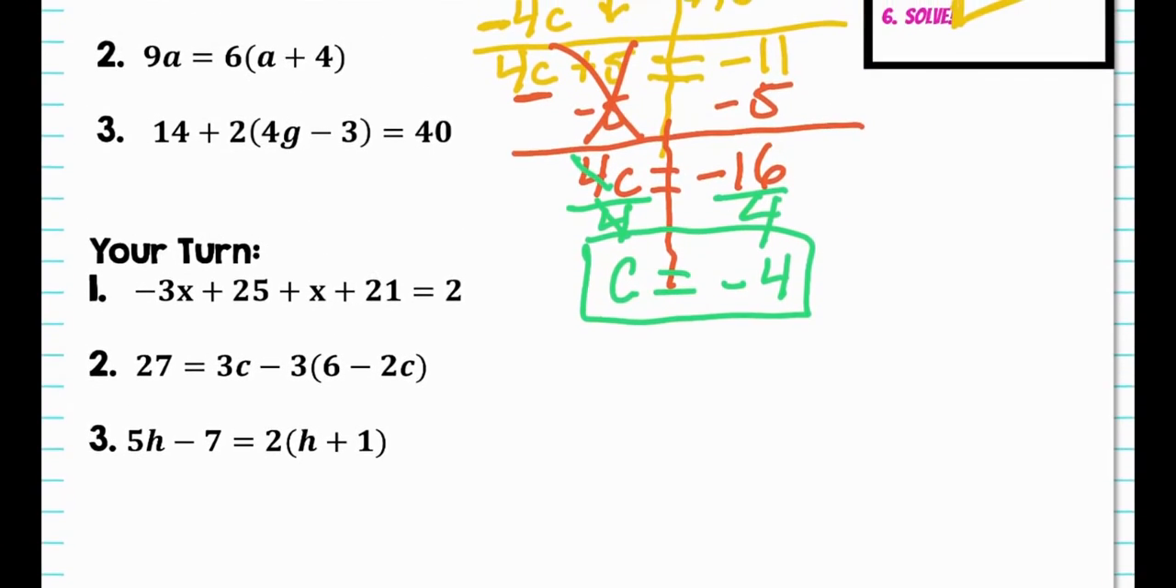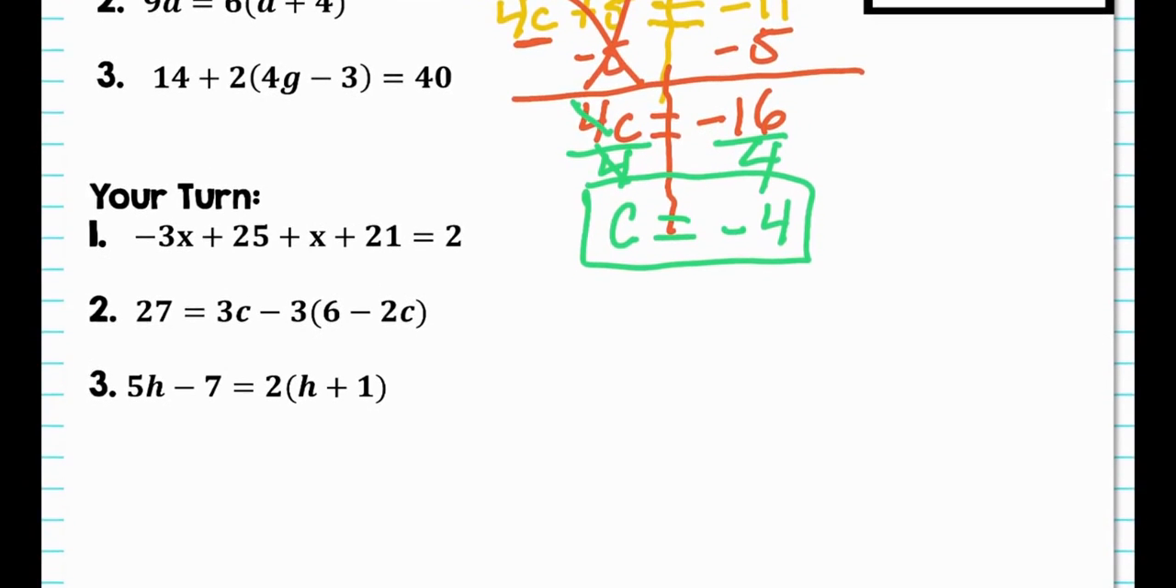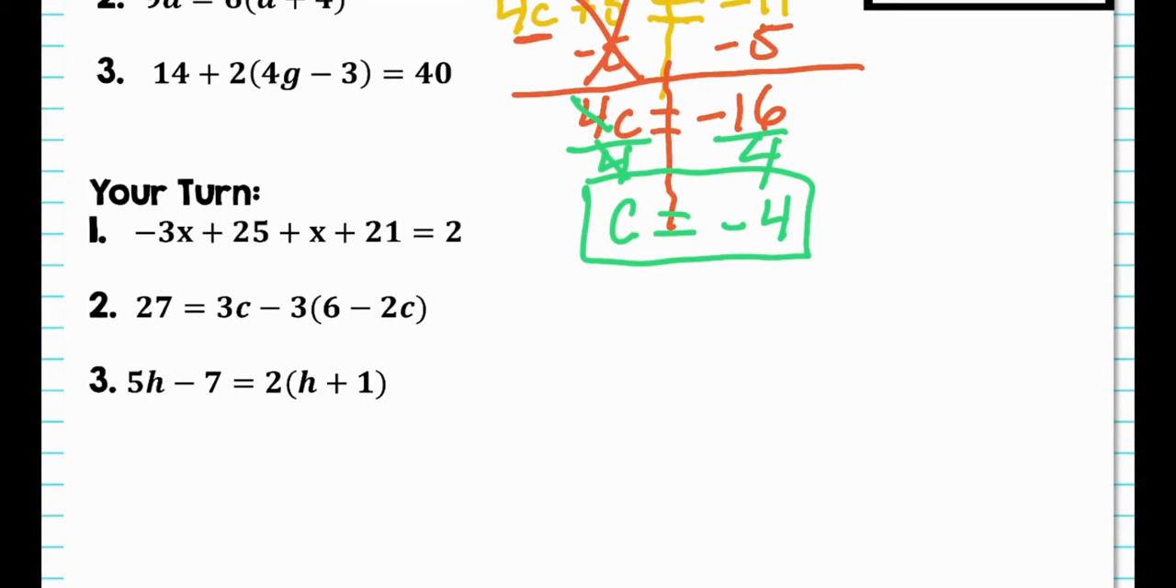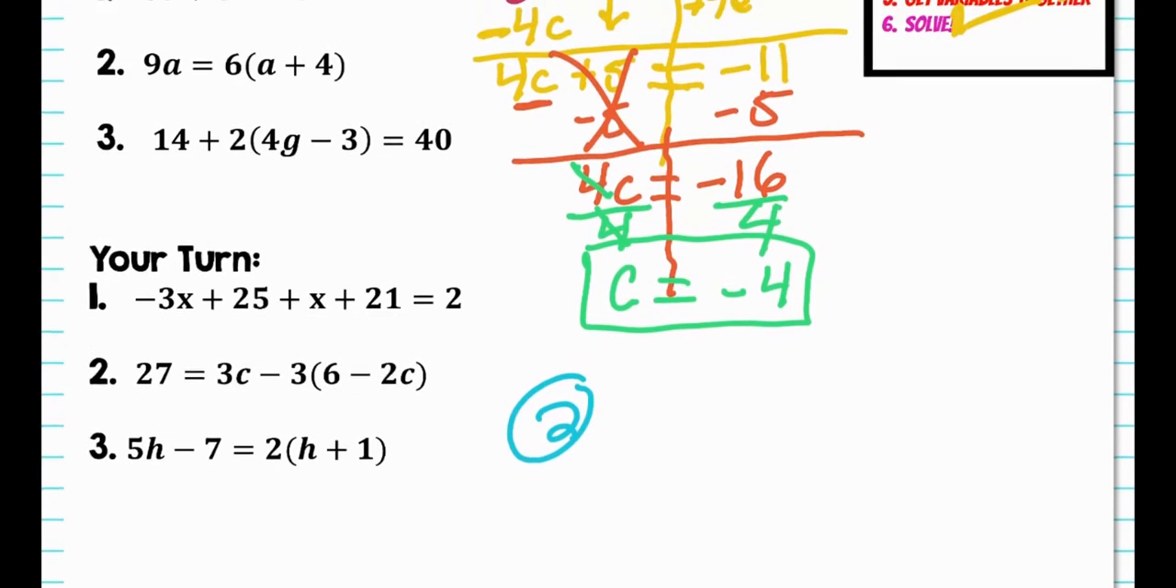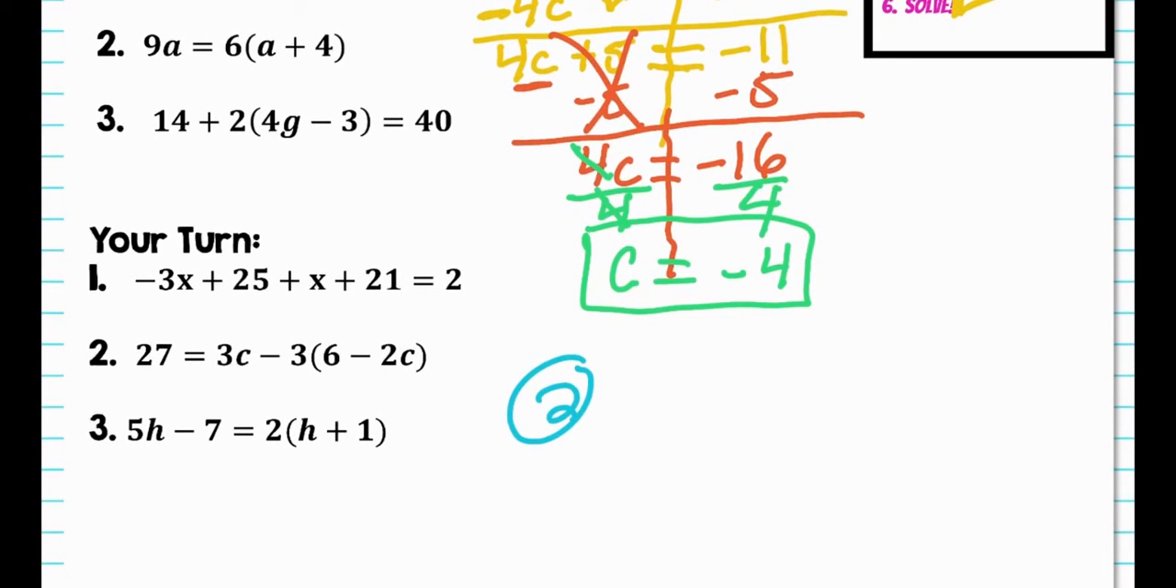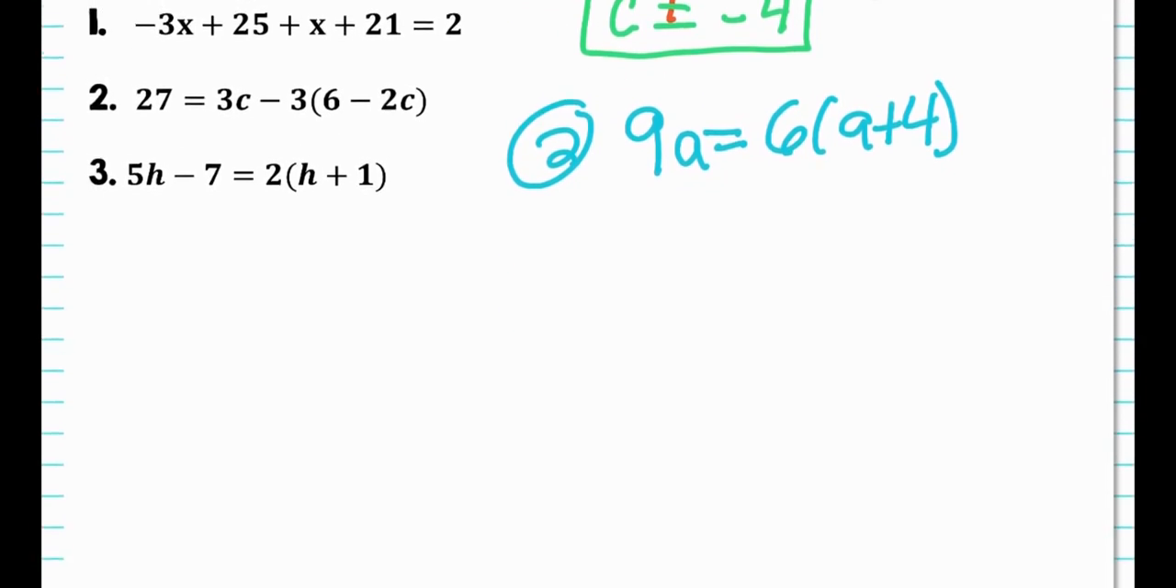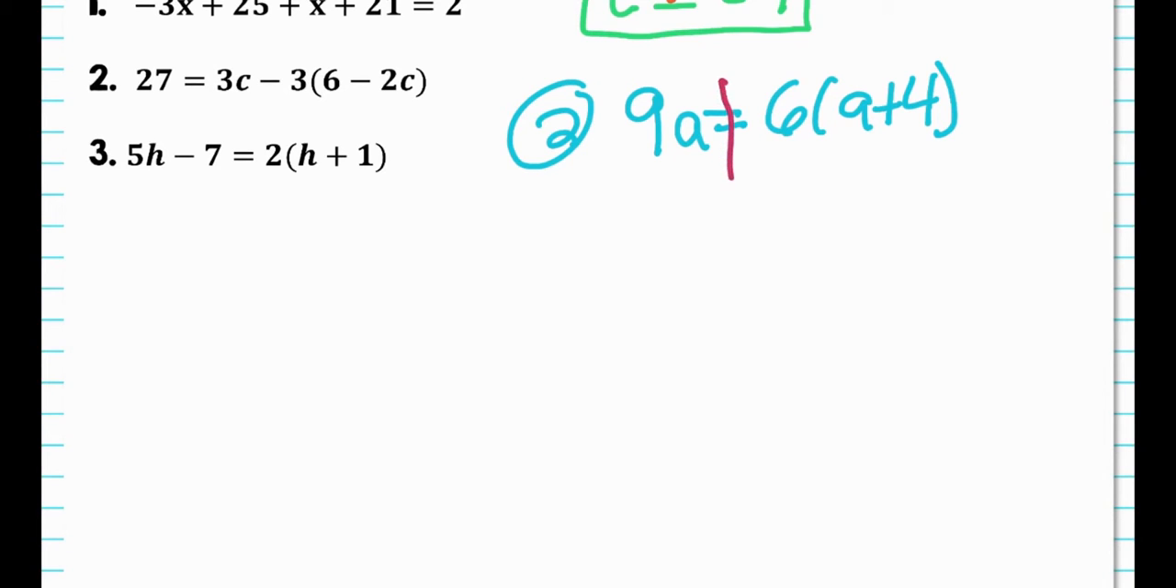So let me write down example 2. I'm going to write it down over here. I'm going to grab a different color. And let's see, example 2. Okay, well, I have 9a equals 6 times a plus 4. Okay, great. So the first thing I'm going to do is I'm going to draw my line right here. Draw my line. Okay, great.